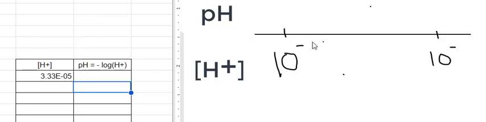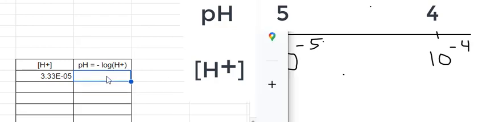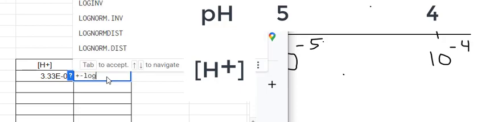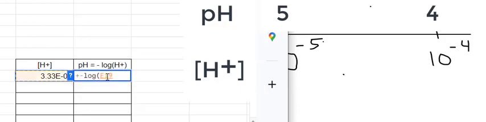So what about 3.55 times 10 to the minus 5th? Well, at the low end, there is 1 times 10 to the minus 5th. At the high end, there's 10 to the minus 4th. So the pH value is going to be between 5 and 4. And so let's see what it actually is. 4.48.